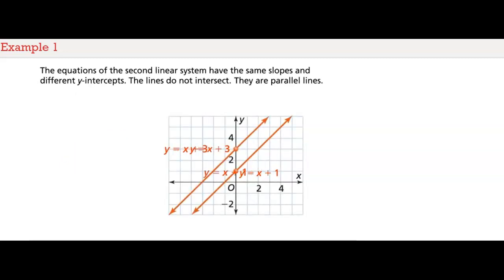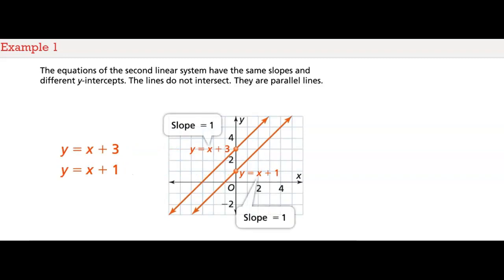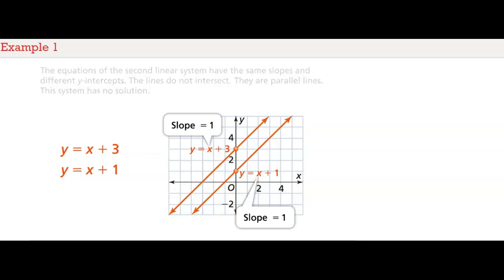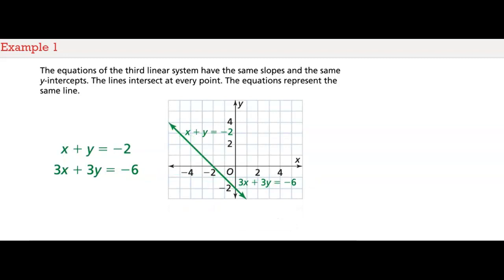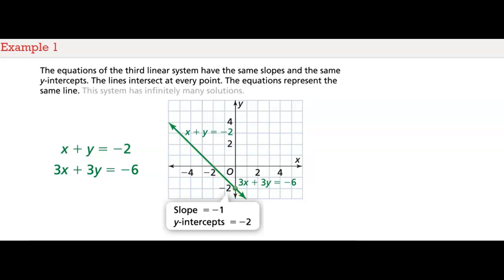The equations of the second linear system have the same slopes and different y-intercepts. The lines do not intersect and never will. They are parallel lines, so this system has no solution. The equations of the third linear system have the same slopes and the same y-intercepts. The lines intersect at every point. They're equivalent equations, so they are the same line. This system has infinitely many solutions.